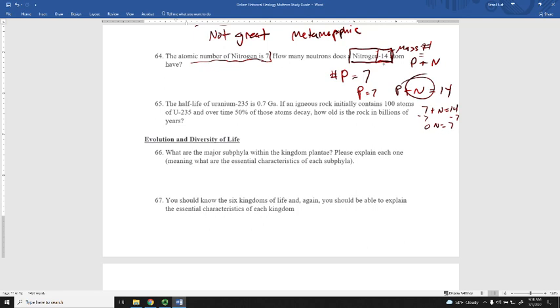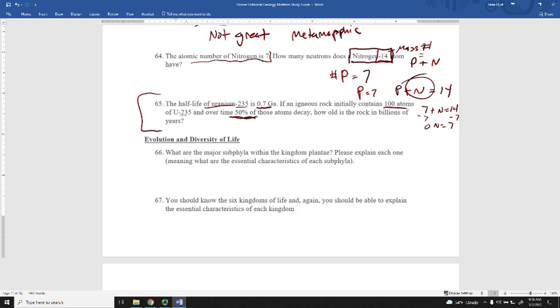Hopefully it's manageable. Okay, now you will have to calculate the age of a rock given a certain number of half-lives that have occurred and given a half-life. So for example, the half-life of uranium-235 is 0.7 billion years. So after 0.7 billion years, half of uranium-235 will decay. So if an igneous rock initially has 100 atoms of uranium-235, and then over time 50% of those atoms decay, how old is the rock in billions of years?